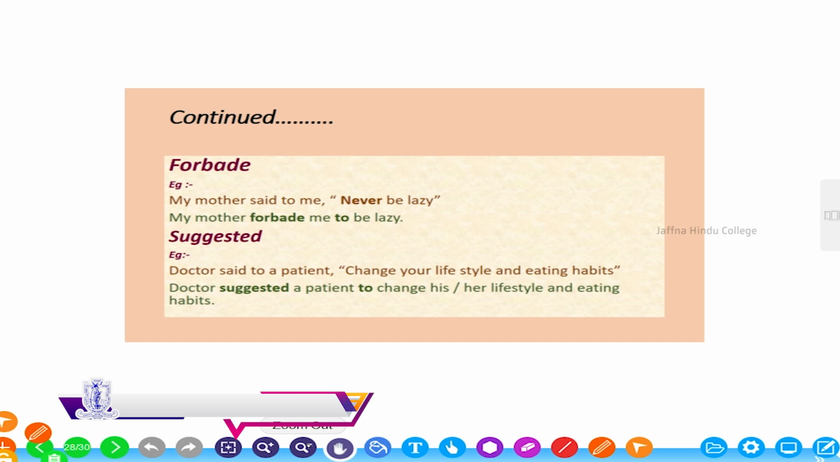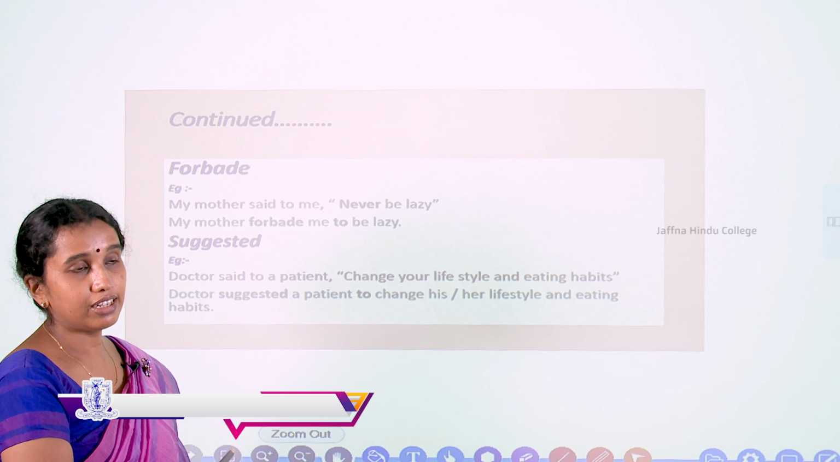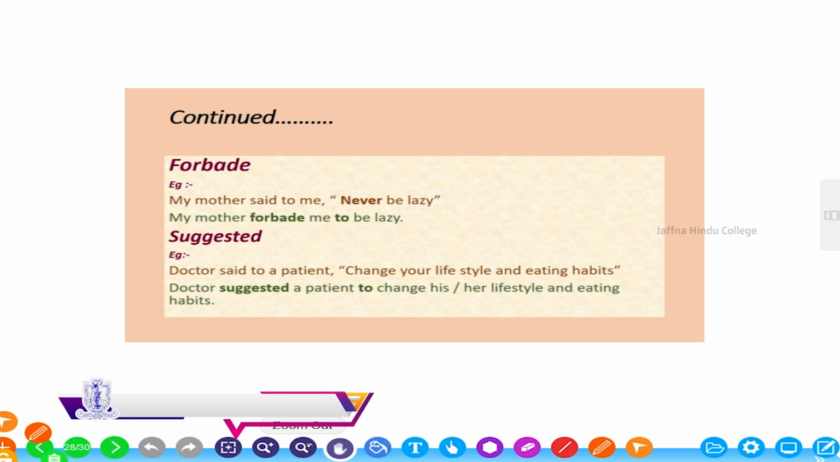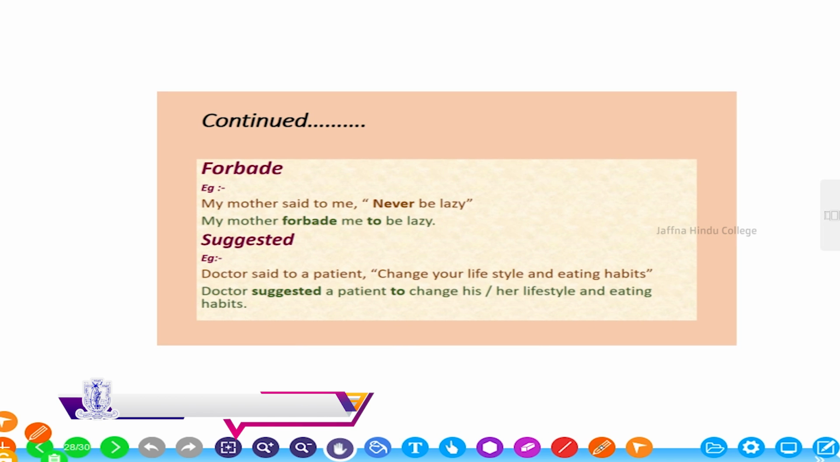And forbade is used for negations, not. My mother said to me, never be lazy. This is a negative advice. So my mother forbade me to be lazy. Here we don't use not, because we use the reporting verb forbade.